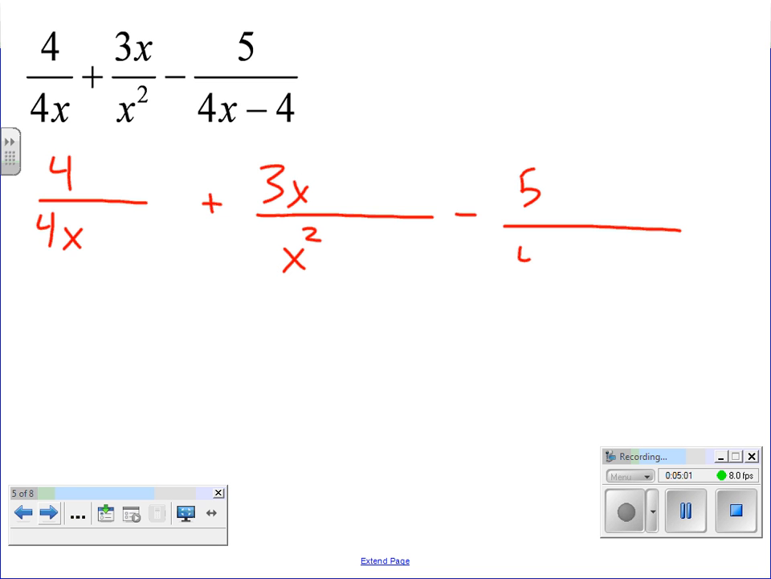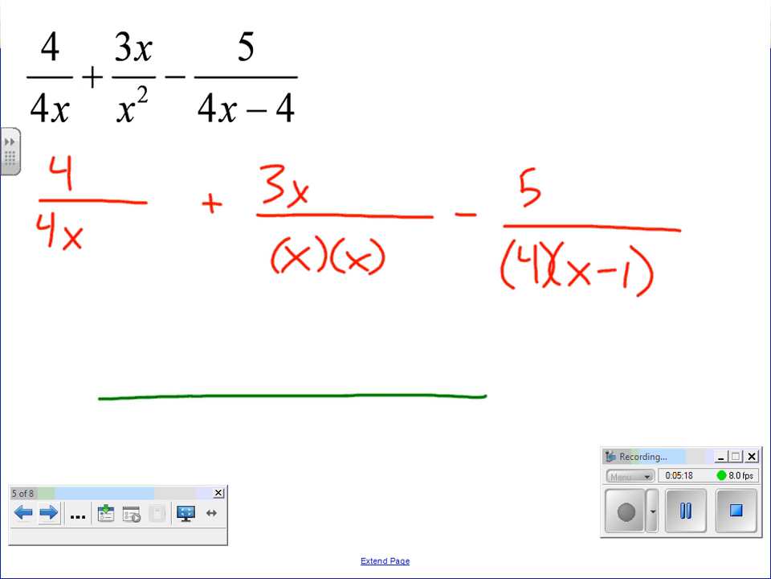Now I'm going to go ahead and factor this one right away. If I take a 4 out, I have x minus 1. And I want to do that and split it into factors. And really, when I look at this x squared, I'm going to change that to simply x times x, just to show what we have. Now we have to look, what is our common denominator? Well, here we have, I'm going to scoot this up just a bit so we have some room.